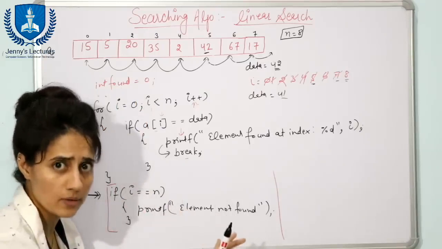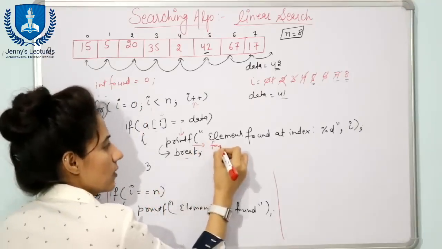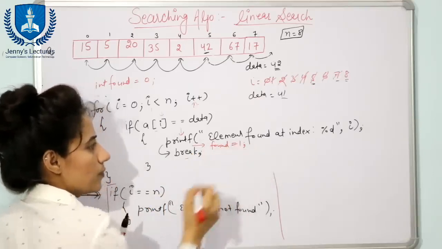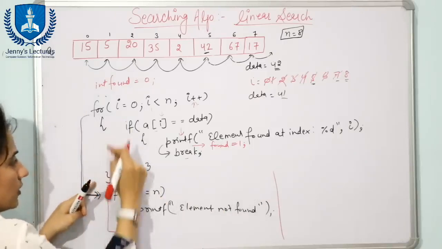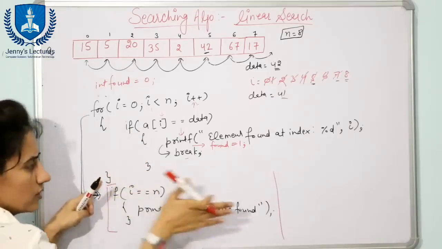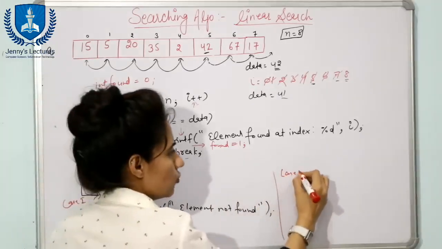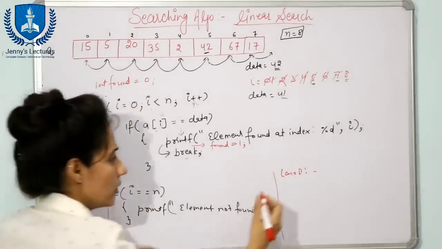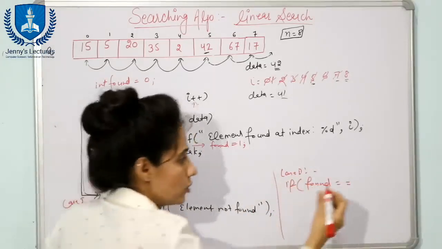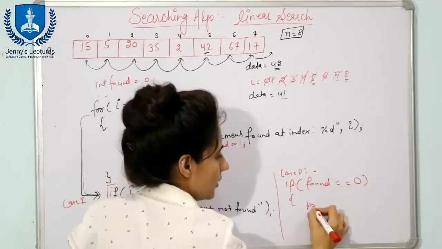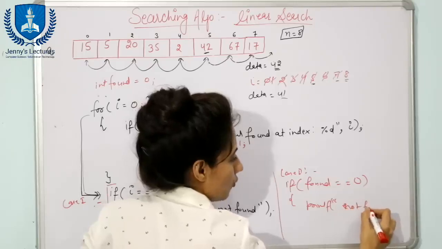Now we have found the element, right? So before this break here you will write found is equal to 1, right? And after this for loop, if you don't write this condition, then the second case is this. This is case 1, and you can write this also. This is case 2. Here you can write if found is equal to 0, you can print data not found.